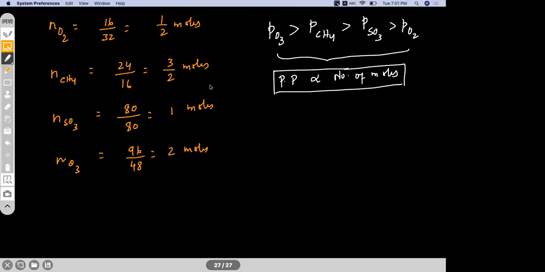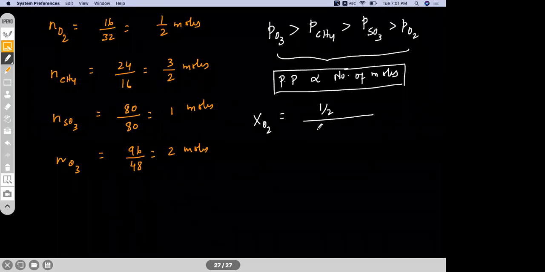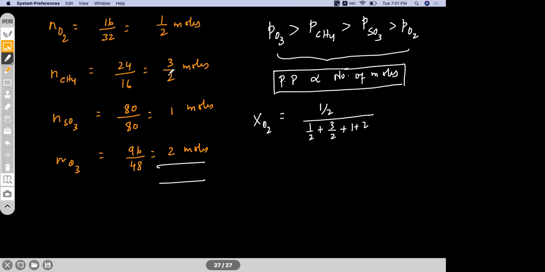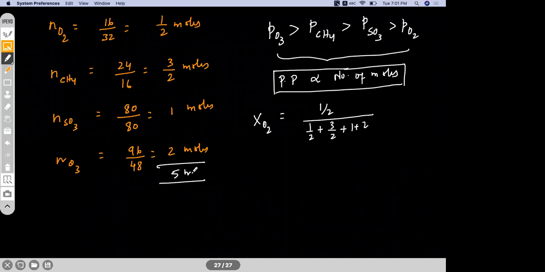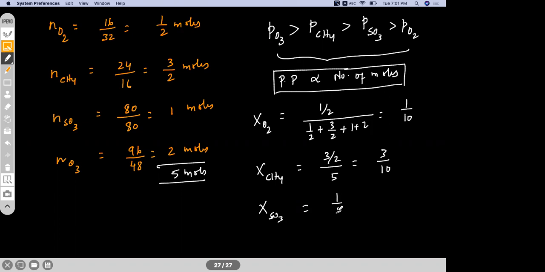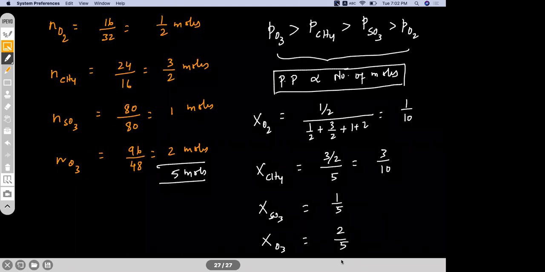Now we need to calculate the mole fraction. Mole fraction of O2, X of O2, is equal to half divided by half plus 3/2 plus 1 plus 2. I'll just do this sum here: half is 0.5, 3/2 is 1.5, so 1.5 plus 0.5 is 2, plus 2 is 4, plus 1 is 5. We have 5 moles as the total number of moles. So it is 1/10 for the mole fraction of O2. Mole fraction of CH4 is 3/2 divided by 5, which is 3/10. Mole fraction of SO3 is 1 divided by 5. Mole fraction of O3 is 2 divided by 5. So this is the mole fraction we have for each component.